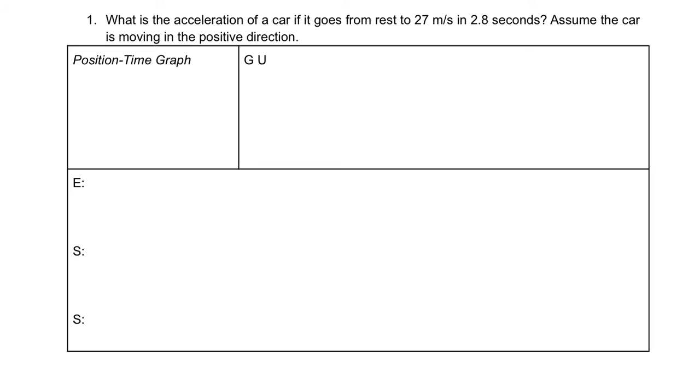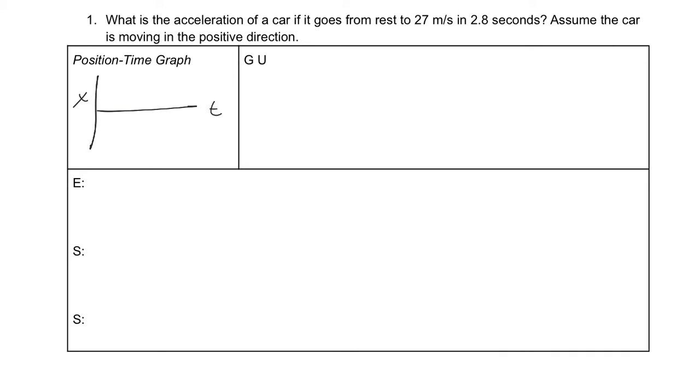Practice problem 1 says, what is the acceleration of a car if it goes from rest to 27 meters per second in 2.8 seconds? Assume the car is moving in the positive direction. Now, on these questions, instead of doing an image for your eye, we're going to start doing position time graphs, which we learned last class. So a position time graph looks like this, where this is time and this is position. And we're just going to draw a graph that matches this motion.